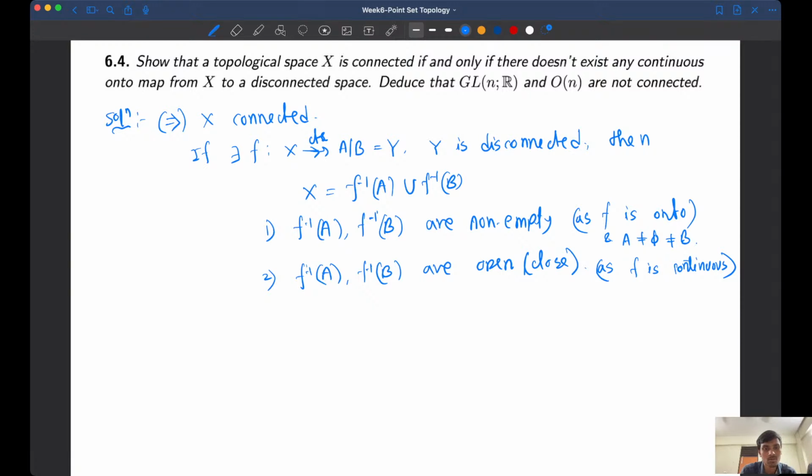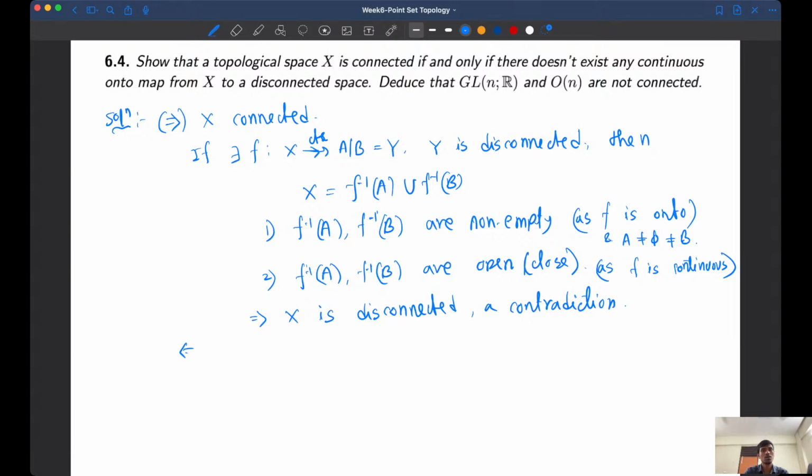So this implies X is disconnected, but X is connected, which is a contradiction. So we must have the required thing: there does not exist any continuous onto map from X to a disconnected space.